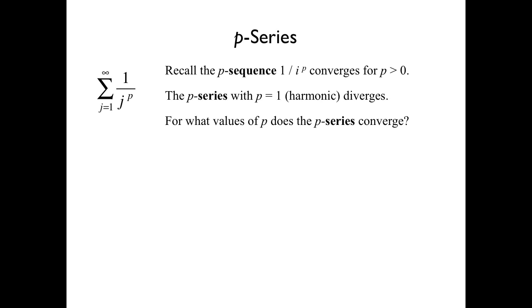So the real question is here, for what values of p does the p series converge? The p sequence converges for all positive p. We already have an example of one where the series diverges. p equals 1 diverges. So for what values of p does the p series converge? And what would you guess, based on what we've seen before? Greater than 1.